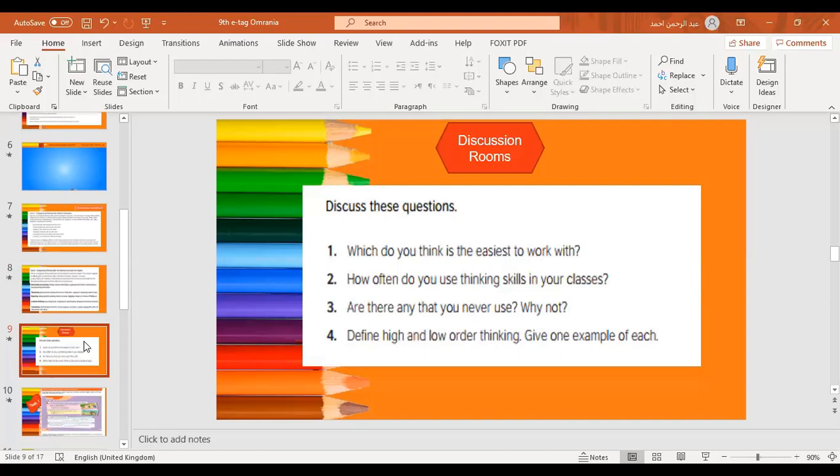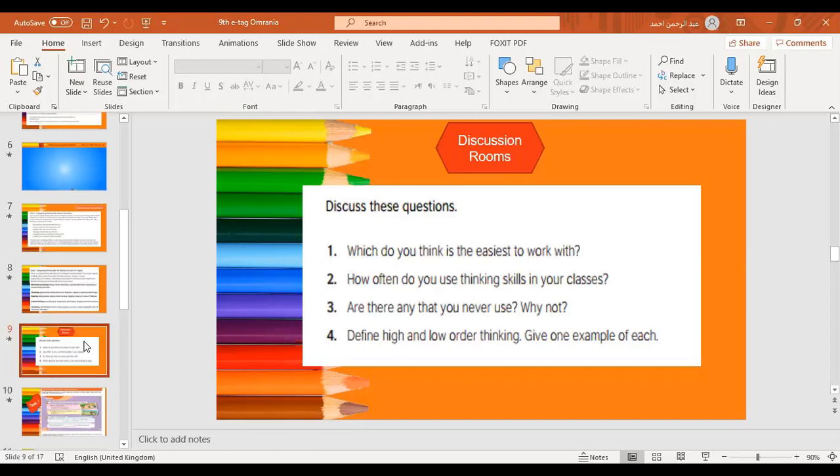Which one do you think is the easiest? For example, I like Bloom's taxonomy because it's very obvious, and we have some words and verbs we could use in planning our lessons. This is your point of view. You can change it as you like. Question number 2 is, how often do you use thinking skills in your class? This is an open-ended question. You can say whatever you want.